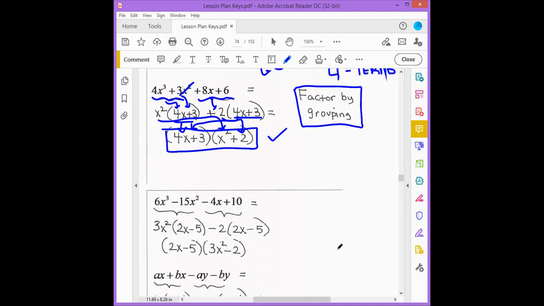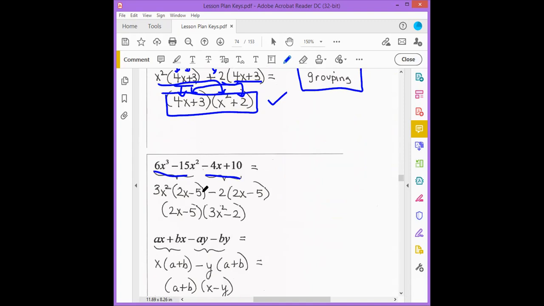All right, in the next example, we're going to factor by grouping again. So we group together our first 2 terms and our last 2 terms. And from the first 2 terms, we're factoring our GCF. So among 6x cubed minus 15x squared, we can factor 3x squared from both of these terms. When we factor 3x squared from 6x cubed, we'll get 2x in parentheses. And when we factor 3x squared from minus 15x squared, we'll get minus 5 in parentheses.